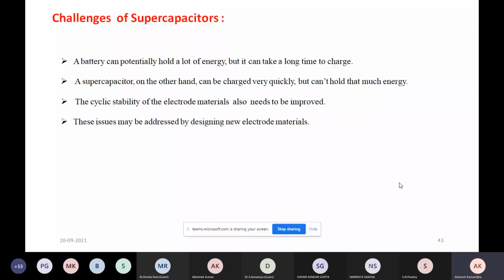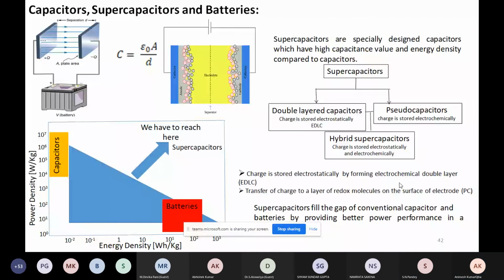Let me go to the slide. Okay, so look here. If you see this figure, where I have plotted power density versus energy density. The capacitor has poor energy density but high power density. On the other hand, the battery has high energy density, but the power density is lower.